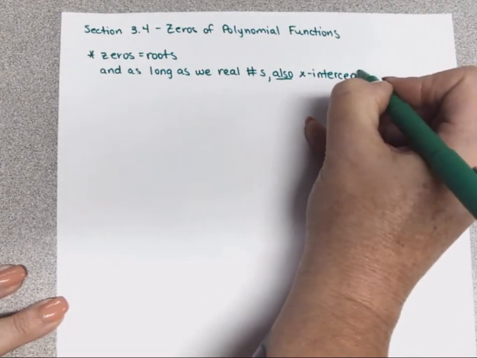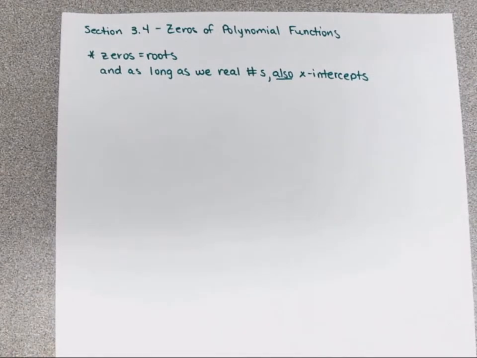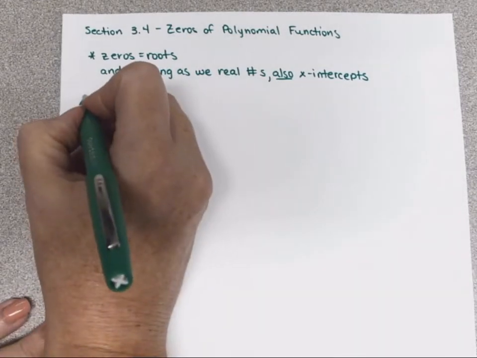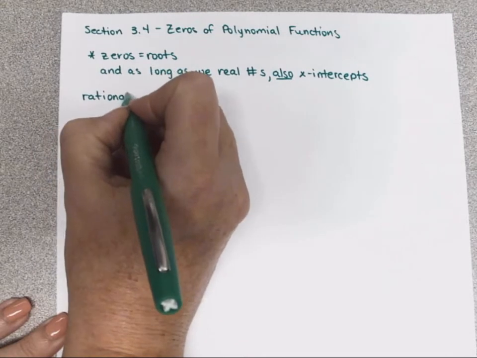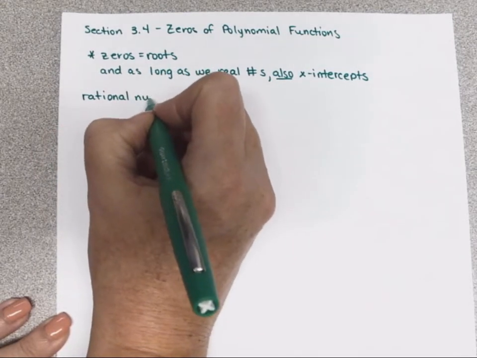So in other words, zeros and roots describe any and all types of values that make the equation zero. They're only x-intercepts if they're real numbers. So the only kind of numbers that aren't real are like imaginary answers. We can't graph those, and they're not tangible, graphable values. So for the most part, most of the numbers we find as zeros are also x-intercepts, but not all.